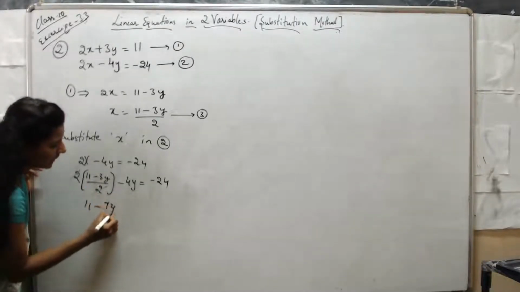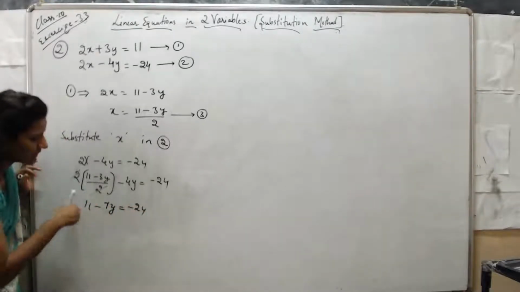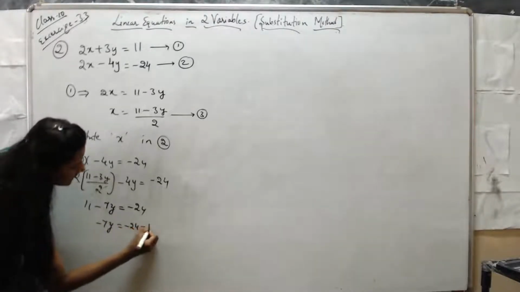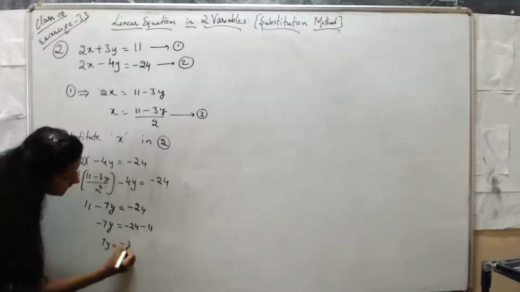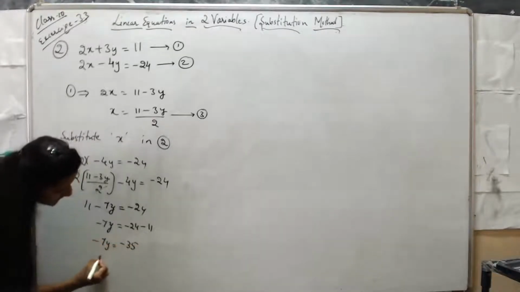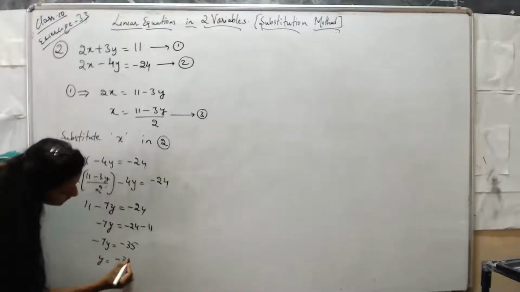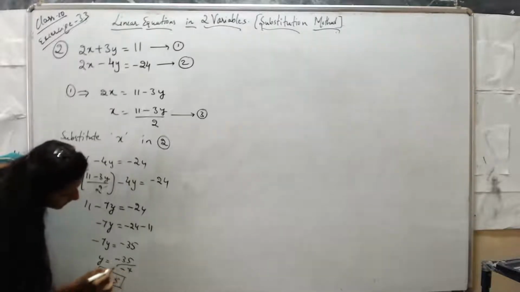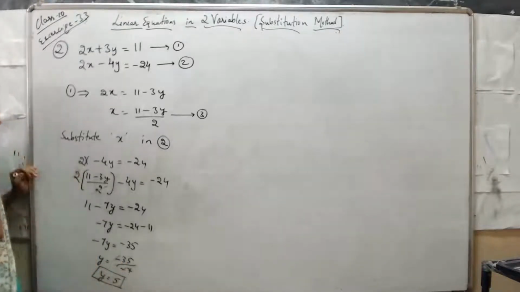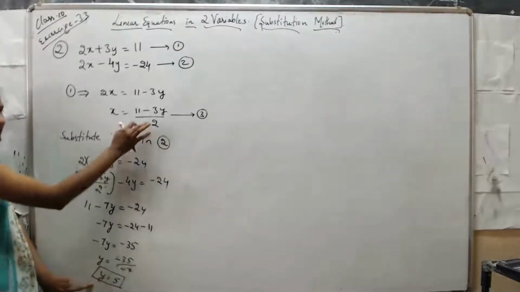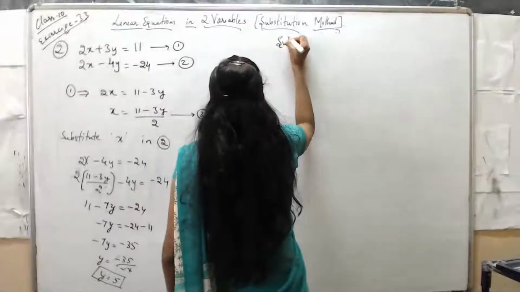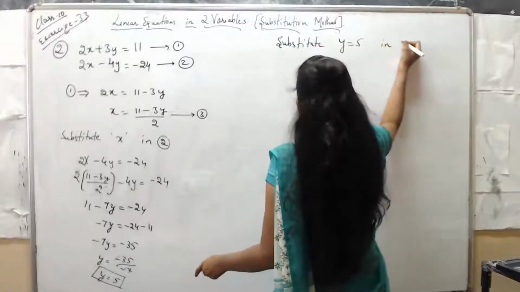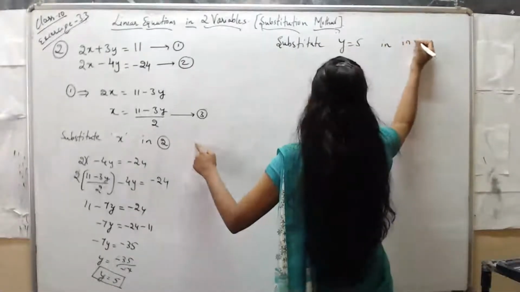The 2 gets cancelled here. So 11 minus 3y minus 4y, that is minus 7y, is equal to minus 24. Plus 11 goes to the right side. What happens? Minus 11. Minus 24 minus 11. So minus 7y is equal to minus 35. Minus gets cancelled. Y is equal to minus 35 by minus 7. Y is equal to 5. 7 ones are 7, 7 fives are 35. So we got y. Substitute this in equation 3. Substitute what? Y is equal to 5 in equation 3.